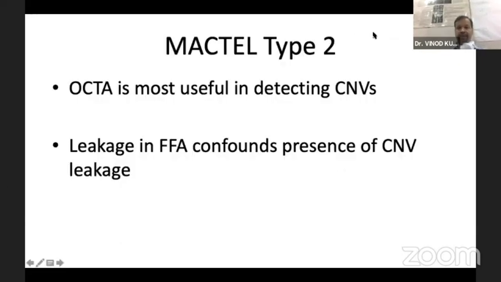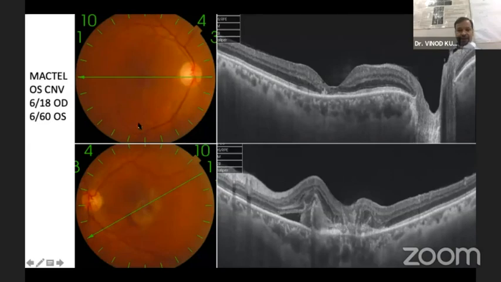Coming to the second spectrum, MacTel type 2. Again, OCTA has been found useful in detecting CNVMs in these cases, predominantly because FFA, because of the leakage itself, can confound the presence of CNVM. Now, have a look at this particular case. This is no dilemma here.